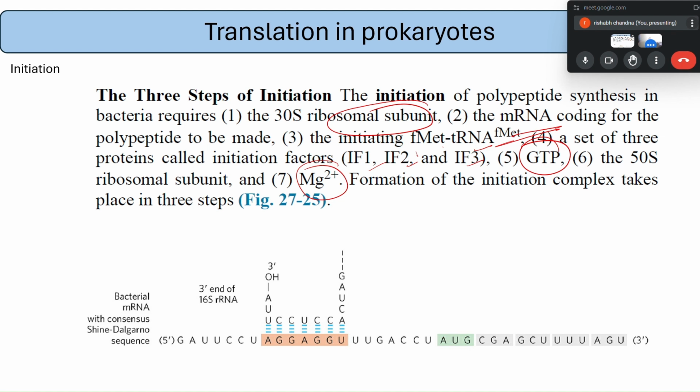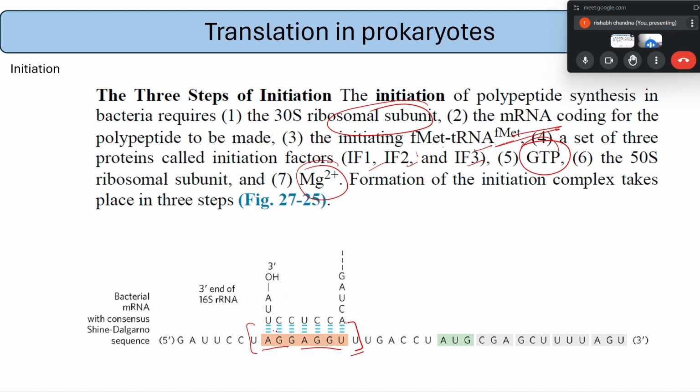Now, for the initiation we require mRNA positioning on the 30S ribosomal subunit. That's how the initiation happens for translation in prokaryotes. So for this, the mRNA has a sequence called the Shine-Dalgarno sequence that is recognized by the 3' end of the 16S rRNA. So this sequence is AGGAGGU.